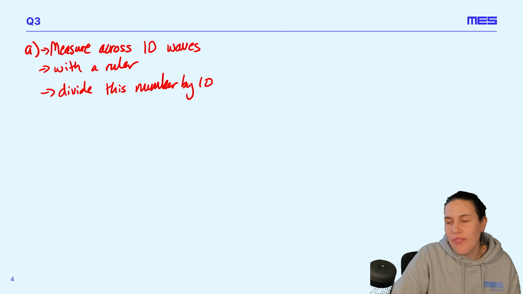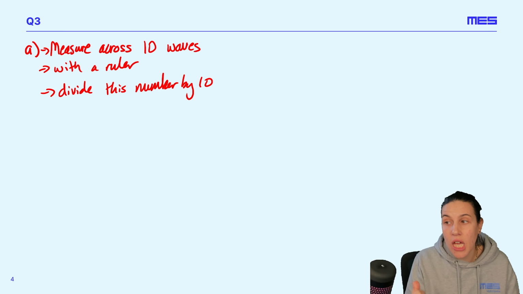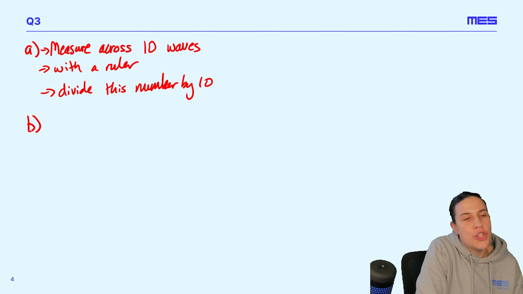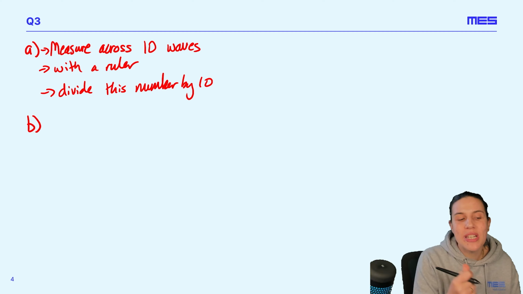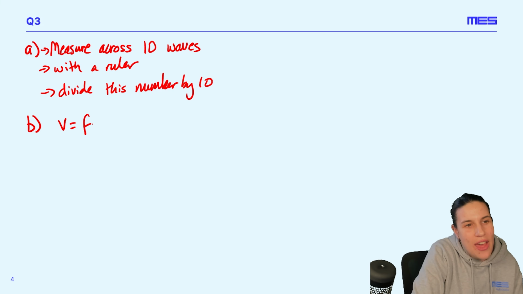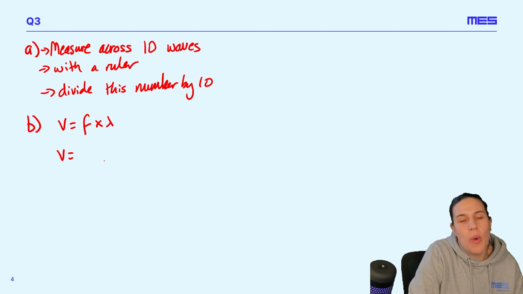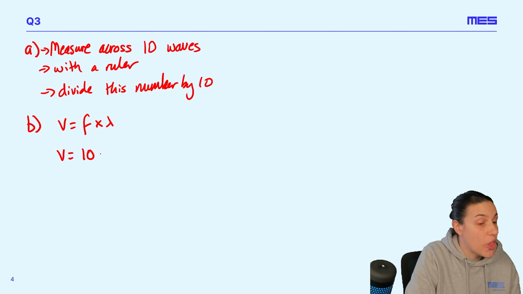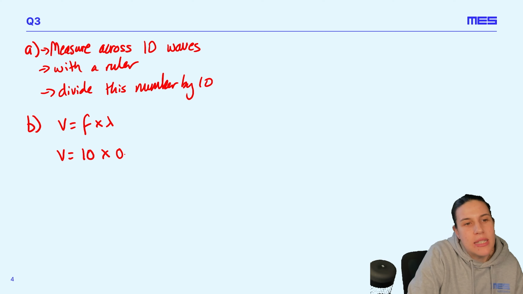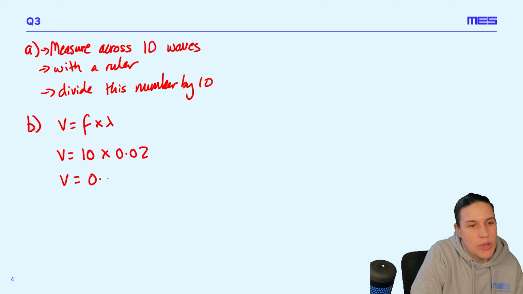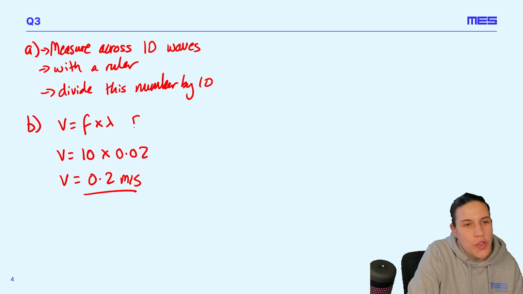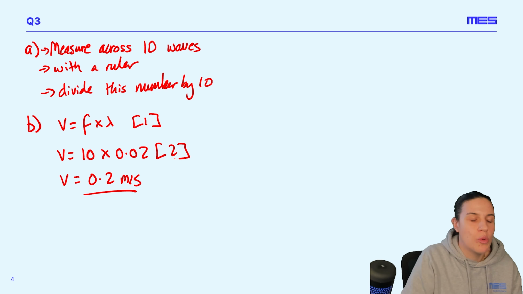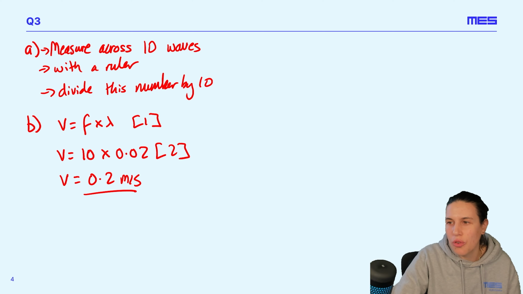Now, the student measures the wavelength to be 0.02 meters and the frequency is 10 hertz. We need to calculate the wave speed. So the equation I know for wave speed that's got frequency and wavelength in it is V is equal to F multiplied by lambda. V is my wave speed, F is my frequency, so that's going to be the number with hertz on the end of it, and the wavelength is measured in meters, so that's going to be 0.02. So therefore, my wave speed will be 10 times 0.02, so that's just going to be 0.2, because it's a speed, I measure it in meters per second. So your first mark would come from using the correct equation, your second mark would come from getting your substitution correct.